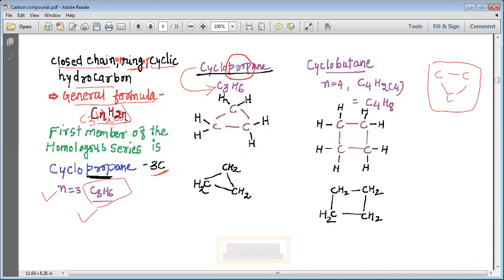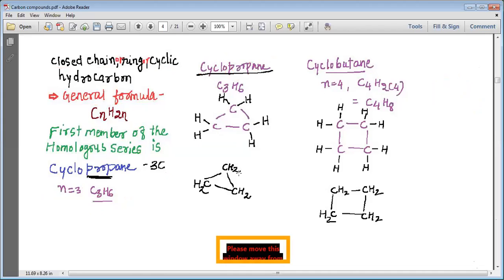The prop word represents 3 carbons. The 'ane' represents that there is no double bond, and cyclo represents that there is a cyclic ring present in the compound. This is how, my dear students, we give names to the cyclic compounds. Cyclopropane can also be written in the form of CH2 bond CH2 bond CH2.